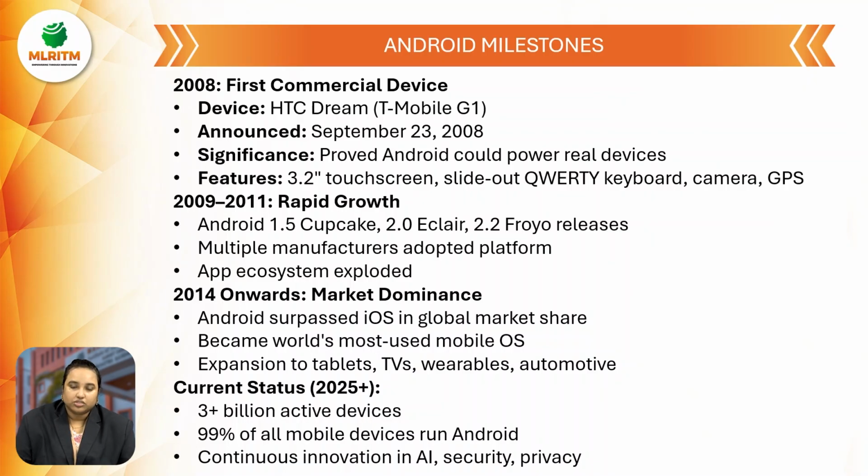Current status in 2025 and 2026: there are 3 plus billion active Android devices, and 99% of the mobile devices run on Android, with the remaining being iOS. And there is continuous innovation in AI, security, and privacy.